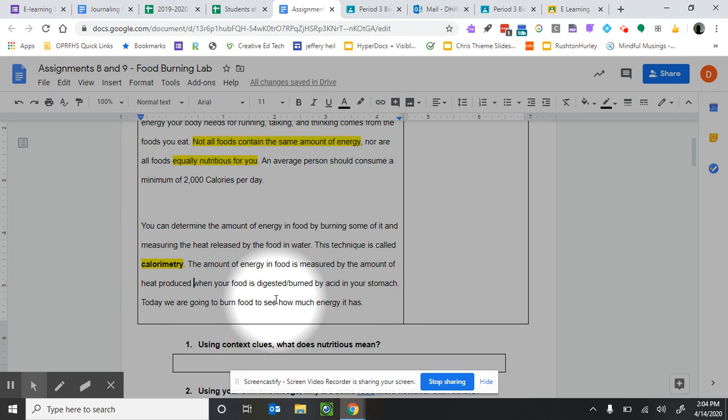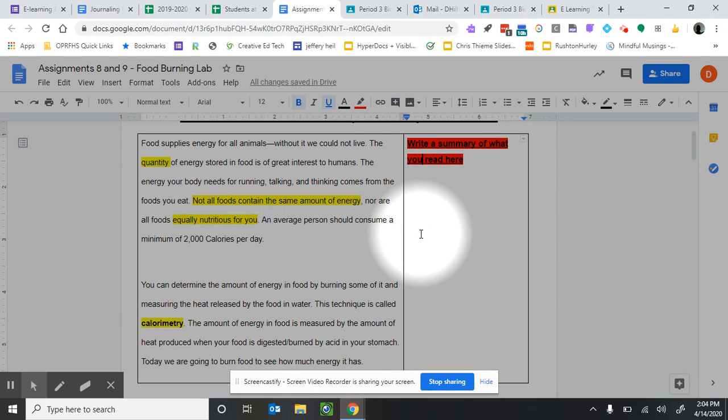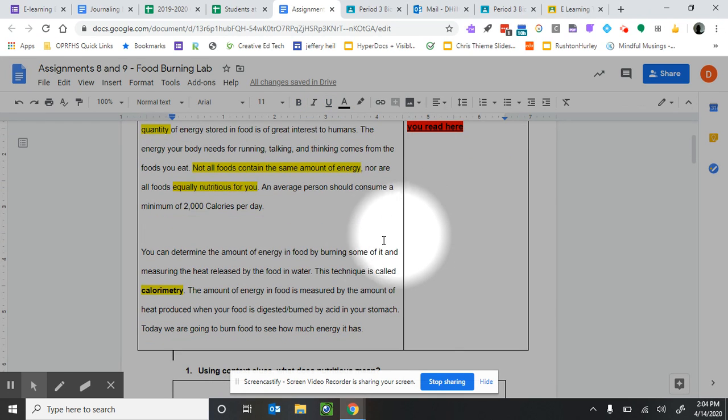Today, we're going to burn food to see how much energy it has. So basically what this is saying is that if I were to type my own words over here, burning food and measuring the amount of heat is kind of the same as digesting food. So burning food is similar to digesting food in your body. Type what you read over here on your own now. Pause the video and come back to it if you need to.